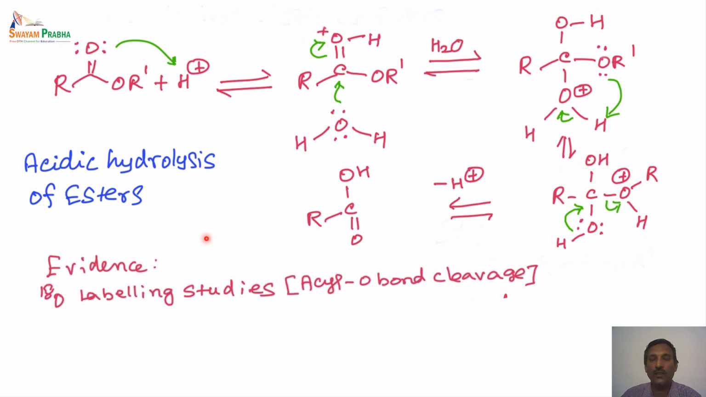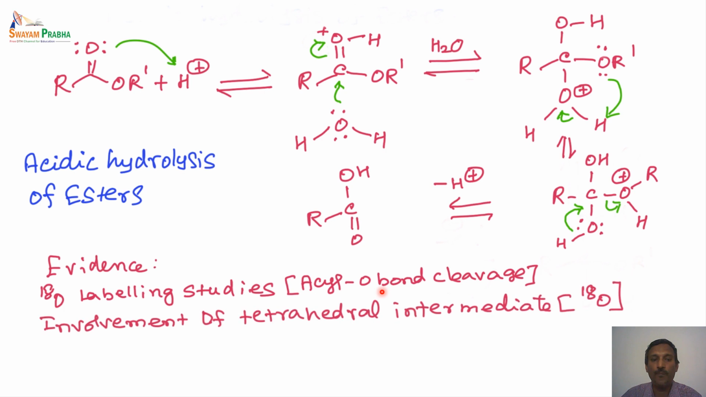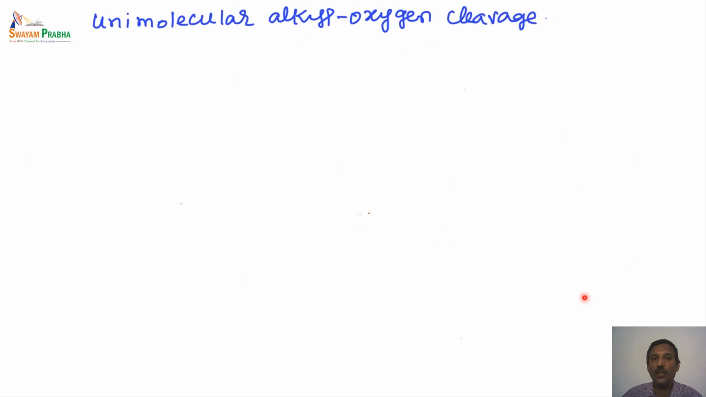So how do we know this reaction actually proceeds? Again, like the previous case, O18 labeled studies also show the acyl oxygen bond is cleaved. This is one of the evidences to show that this reaction, both the acid and the base catalyzed reaction, involves acyl oxygen bond cleavage during ester hydrolysis. This reaction also, as shown here, has a tetrahedral carbon. So the involvement of this tetrahedral carbon intermediate is also confirmed by the O18 studies.